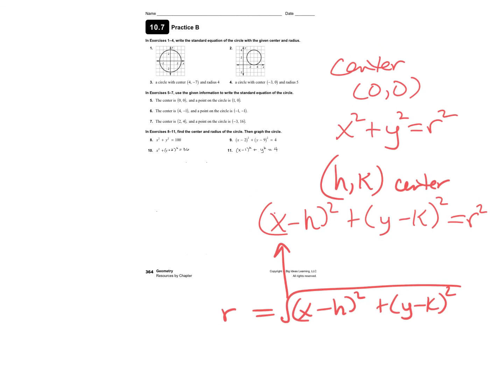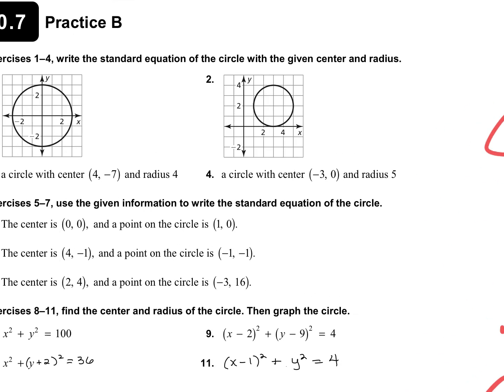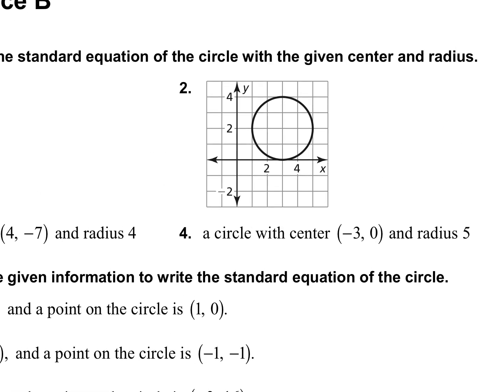So let me just do a couple from each section just to show you what you're going to do. So if you're given a picture of a graph, be able to pull out the center and also figure out the length of the radius. Now, remember, just like in Big Ideas, to pay attention to how much each box is worth. Now, these are all just 1, but remember, in Big Ideas, there were some that were like 3 for every box. So just pay attention to the scale.